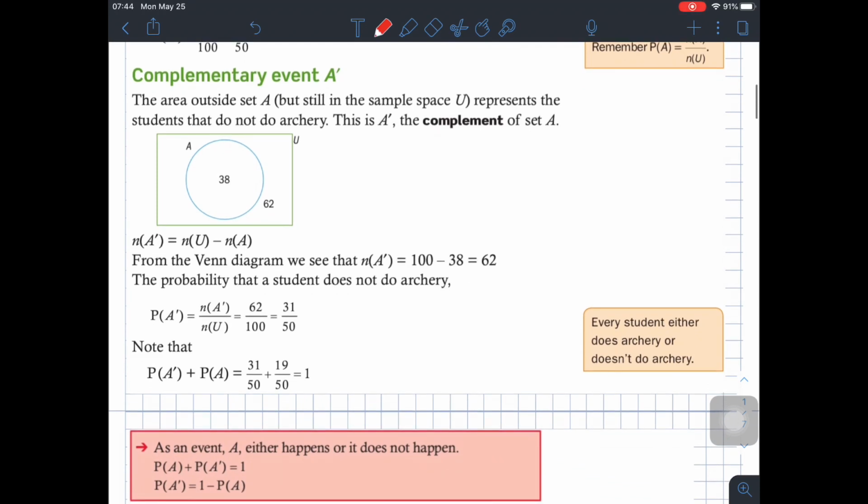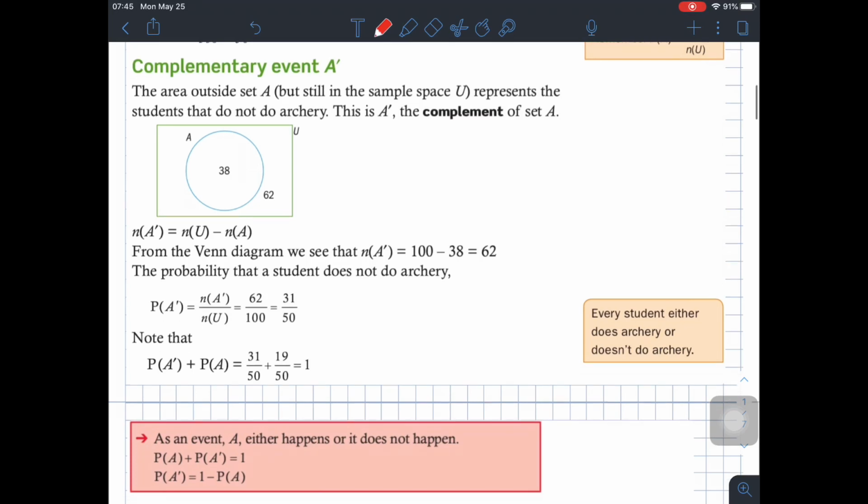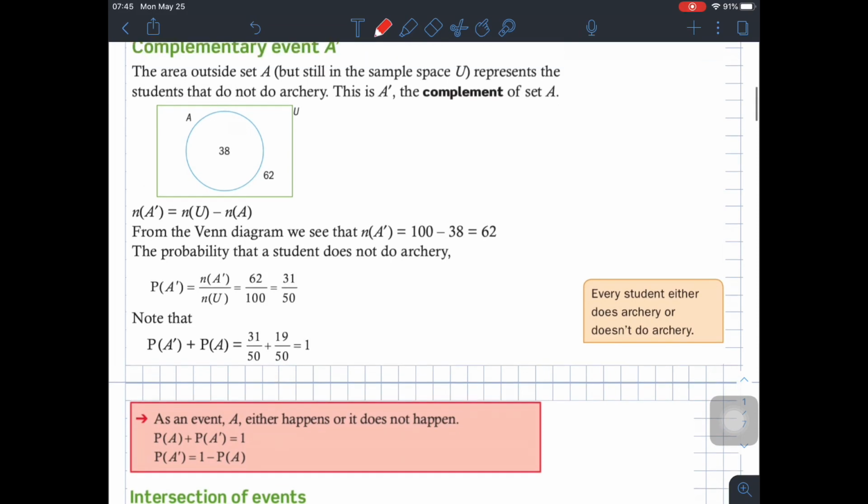Then complementary event, also known as or denoted as not A. It says the area outside set A, but still in the sample space U, represents students that do not do archery. This is A prime or the complement of set A. So if we have 100 students, we know that 62, which is 100 minus 38, is the number of people who do not do archery, right?